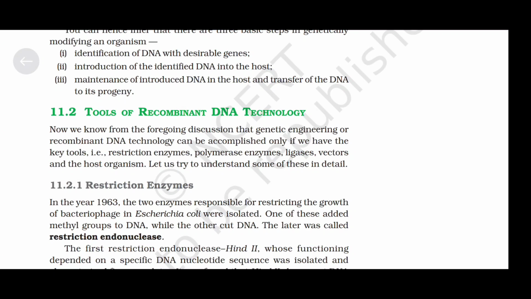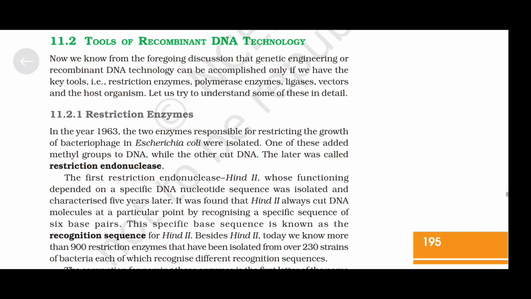Restriction enzymes. In the year 1963, the two enzymes responsible for restricting the growth of bacteriophage in Escherichia coli were isolated. One of these added methyl groups to DNA, while the other cut DNA. The latter was called restriction endonuclease.